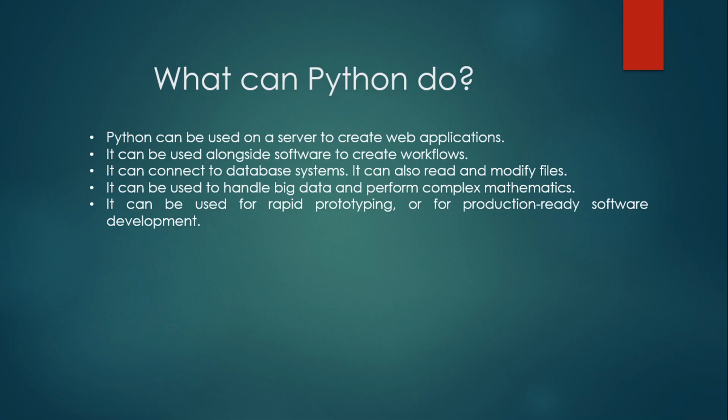What can Python do? Python can be used on a server to create web applications. It can be used alongside software to create workflows. It can connect to database systems. It can also read and modify files. It can be used to handle big data and perform complex mathematics. It can be used for rapid prototyping or for production ready software development.